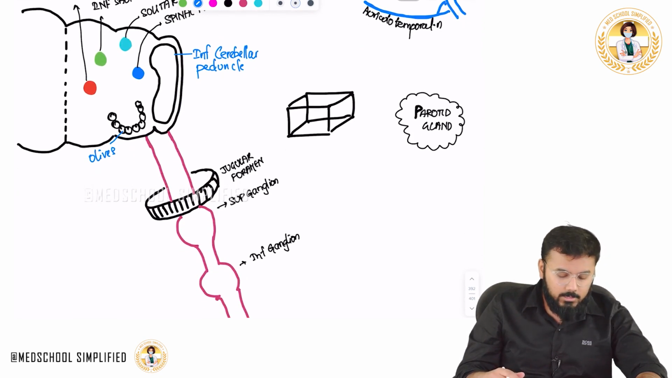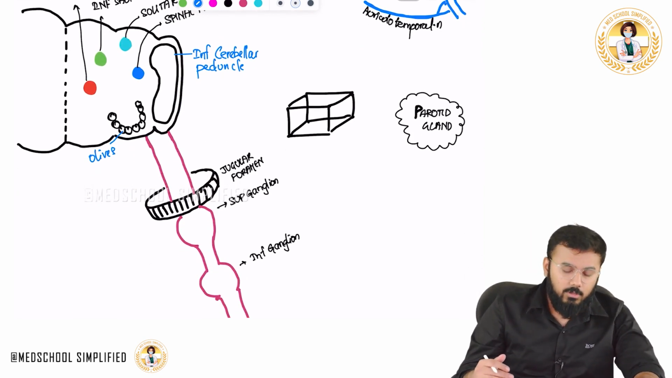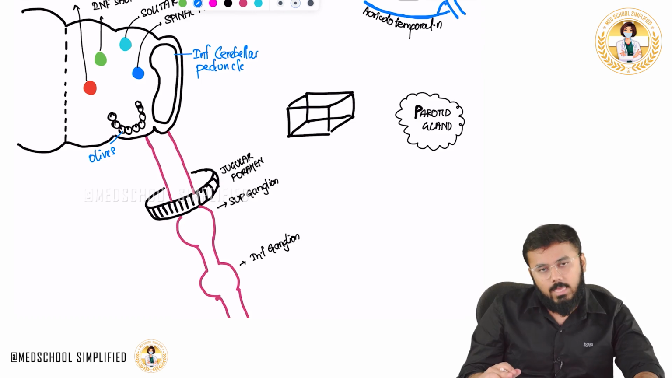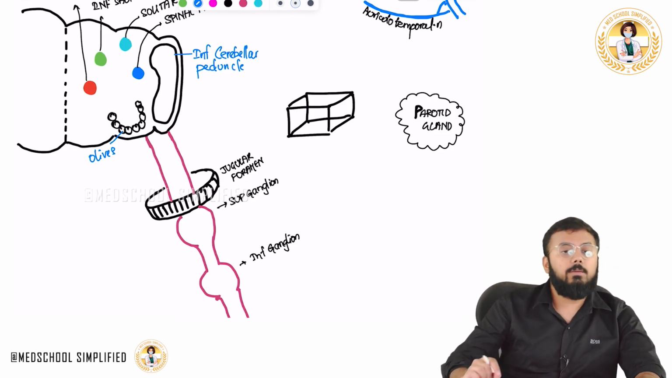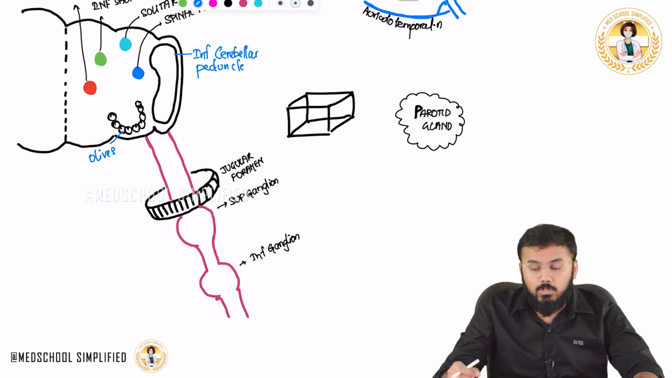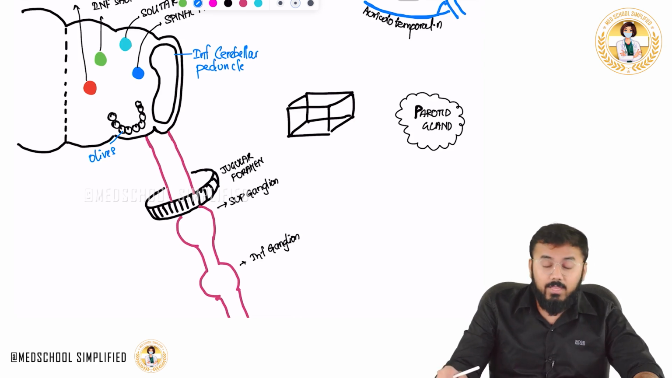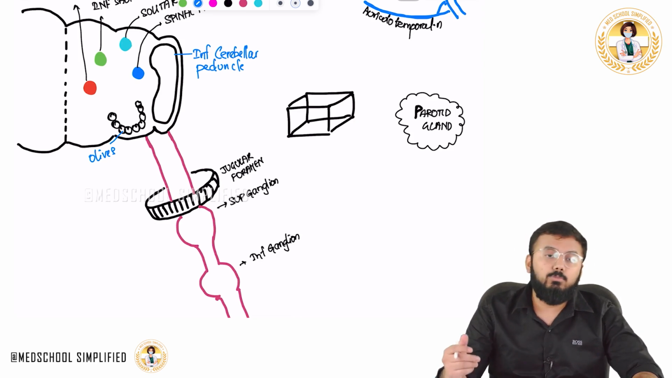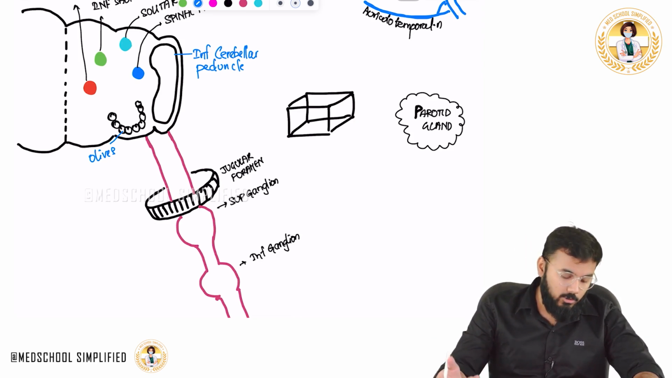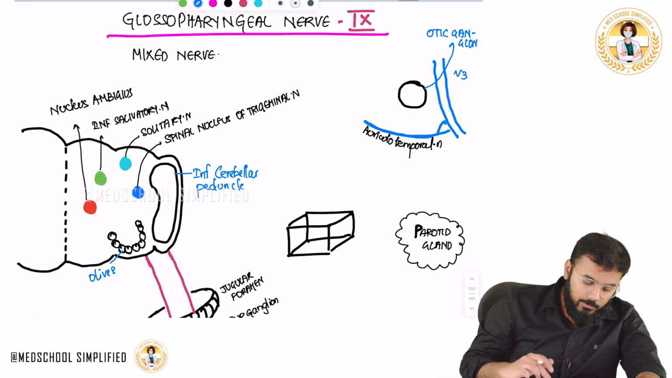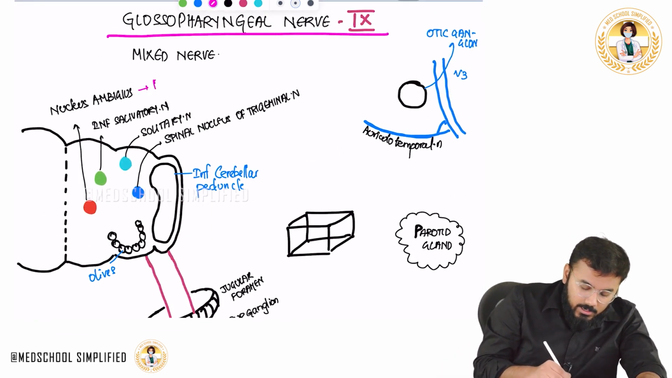Now let us draw the nerves over here. So as I already told you, this is the nucleus ambiguus. Now from this nucleus ambiguus, what fibers are coming? These fibers are called motor fibers. The complete term is branchial motor fibers. So from where are these branchial motor fibers arising? These branchial motor fibers are arising from your nucleus ambiguus.